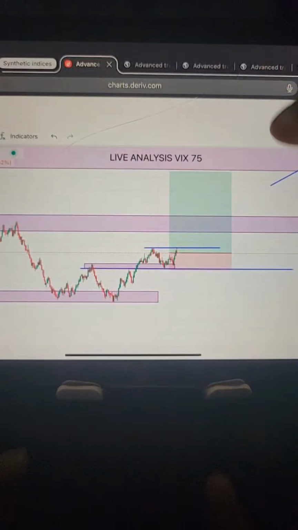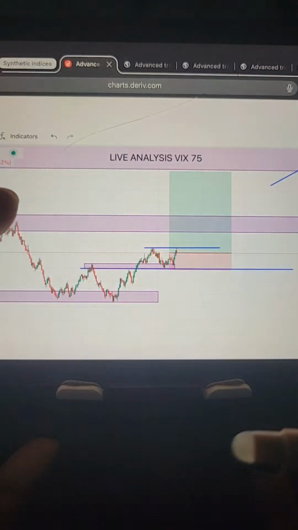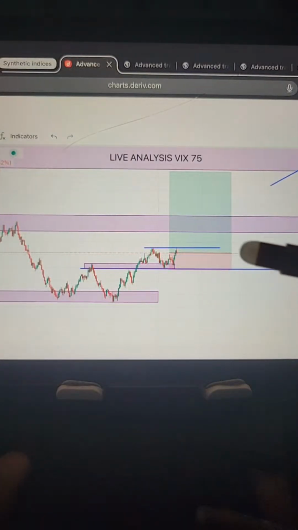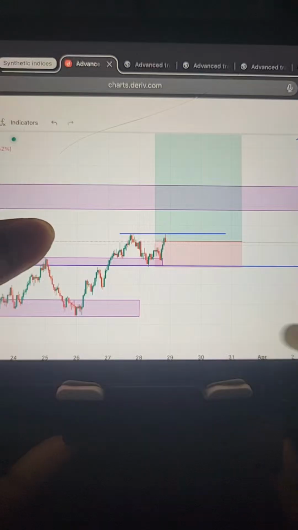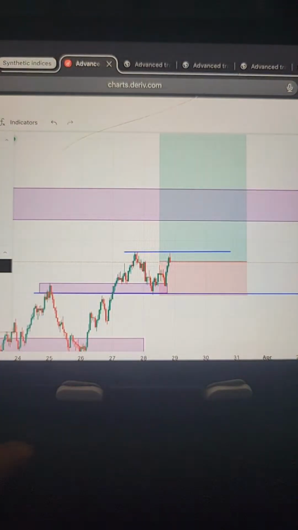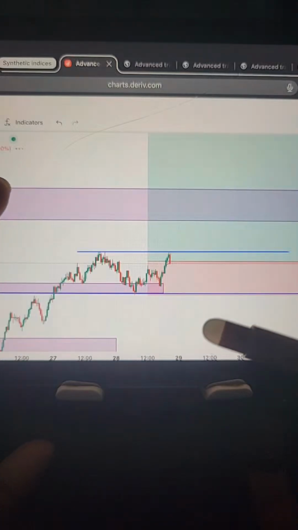So let's go back to our synthetic indices and let's see what VIX 75 is actually printing for us. Okay, so what's happening here? Price is still printing the same thing. So let me change the time frame and see what is going on the lower time frame. Okay, we're getting some kind of rejection here.